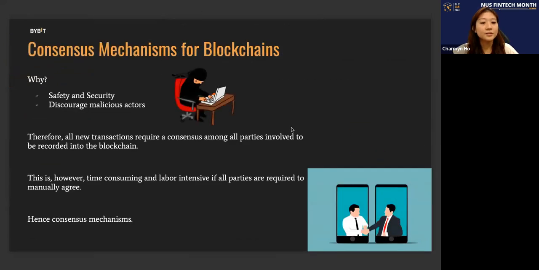Giving everyone view access is one thing. Edit access, however, is a bit more complex. It's simply not safe for everyone and anyone to be able to access and add in data without a system in place to discourage malicious actors. This is why all new transactions require consensus among all parties for them to be accepted and recorded onto the blockchain.